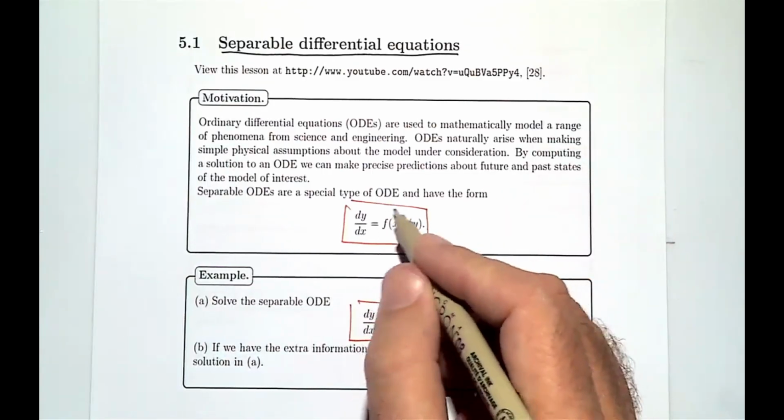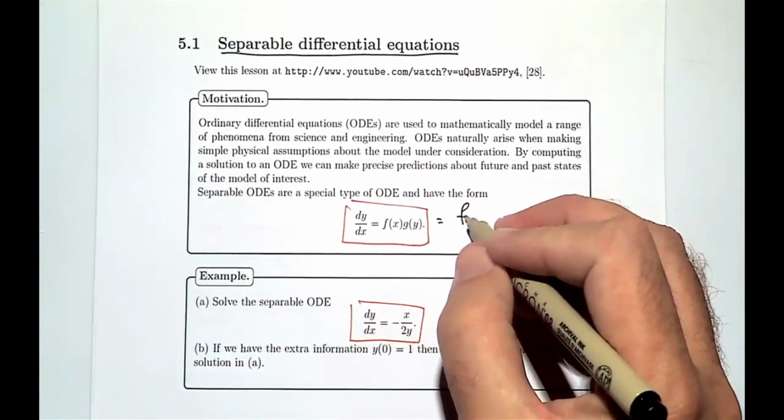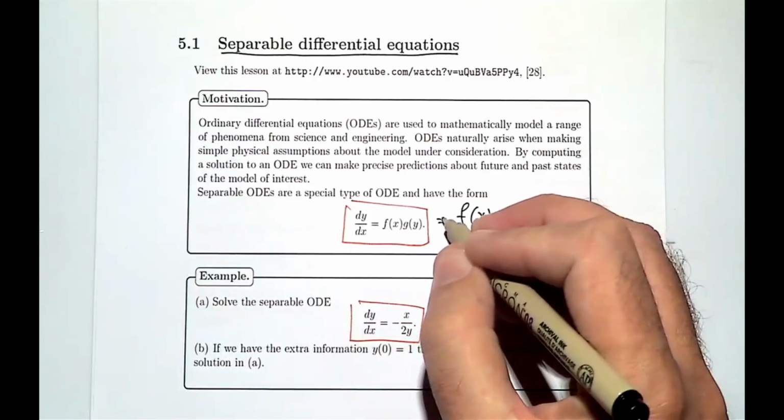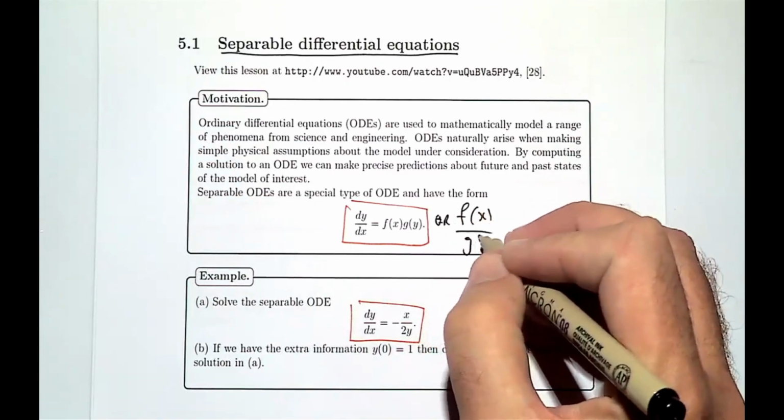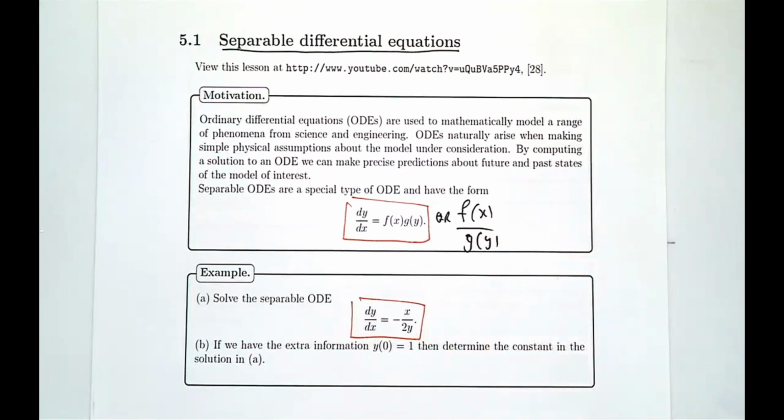So it can be a function of x times a function of y, or it can be a function of x divided by a function of y, something like that. The most important thing is that the variables are separated by multiplication or division. So can anyone remember how to solve a problem like this? What do we do? Think back to first year, that glorious year of discovery. Any ideas?